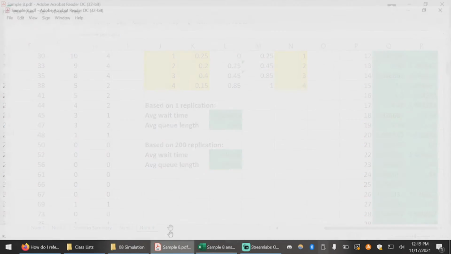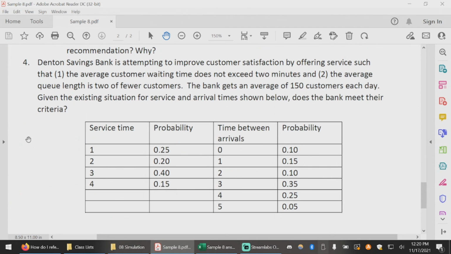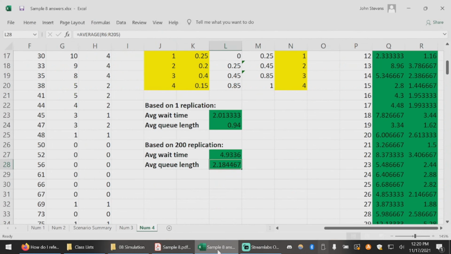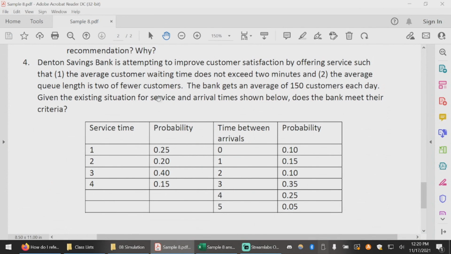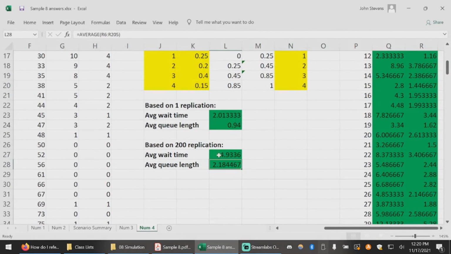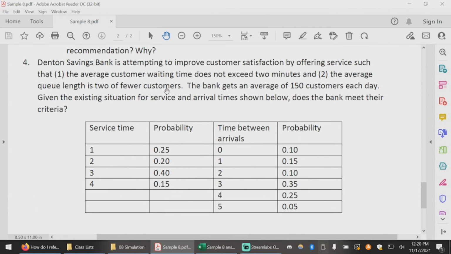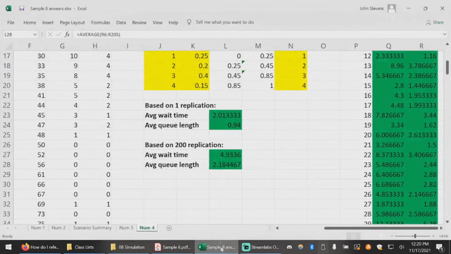Okay, so now we can go back and ask what they would like ideally. They don't want the waiting time to exceed 2 minutes. Sorry, backwards. The waiting time was around 5 minutes, and they wanted it not to exceed 2. Sorry, that's not happening currently. The average queue length, 2 or fewer, we're very close to that. We're very close to 2.